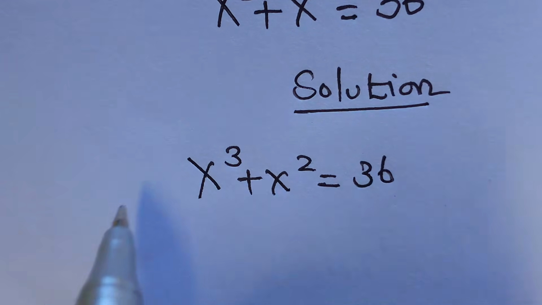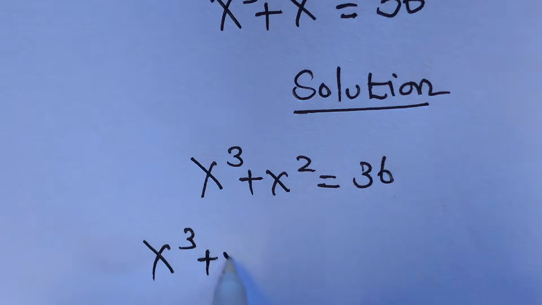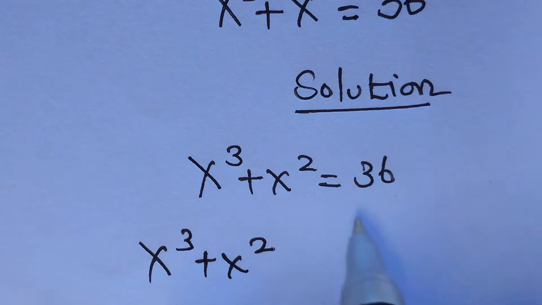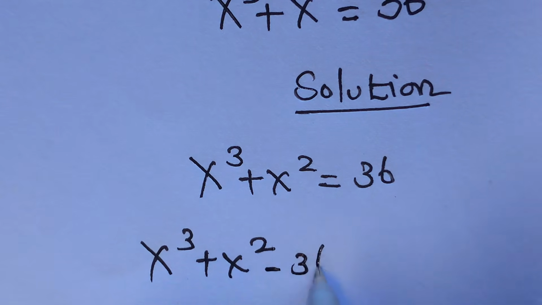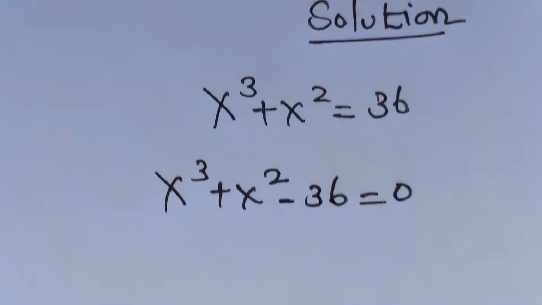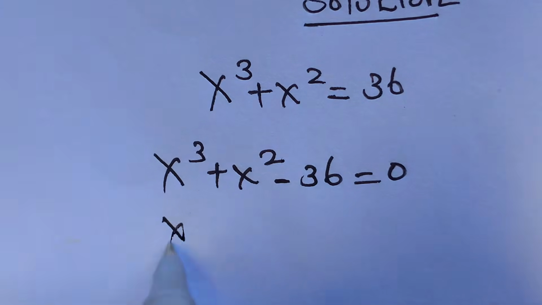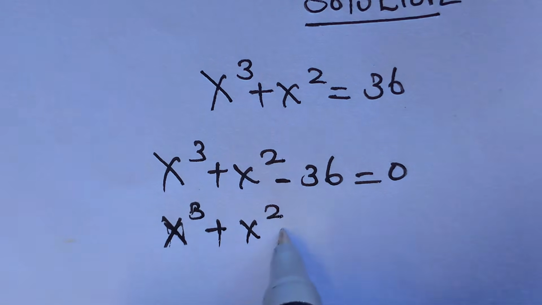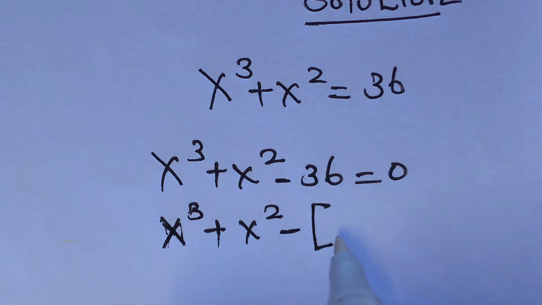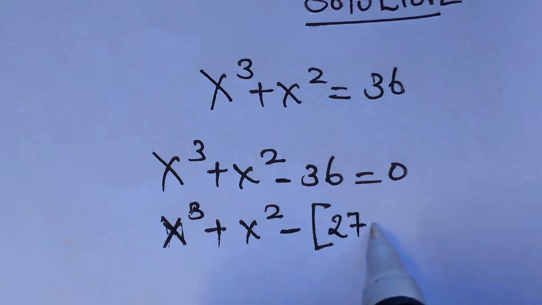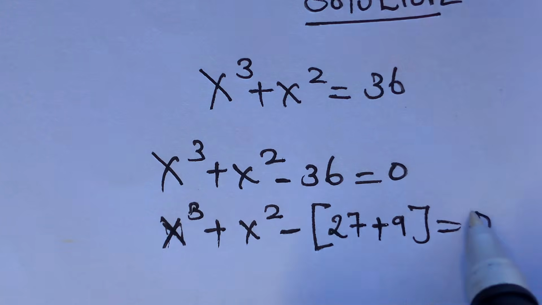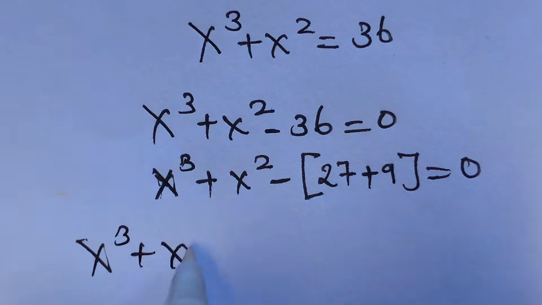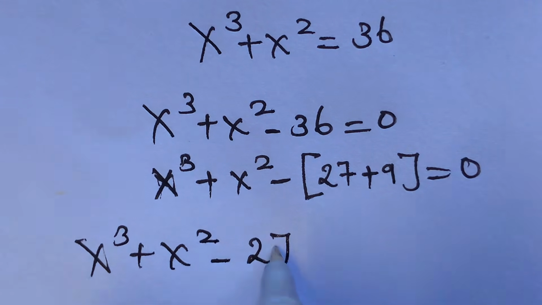We can move the 36 across the equal sign to get x cubed plus x squared minus 36 equals 0. Of course, this 36 can be split into 27 plus 9, so this can be written as x cubed plus x squared minus 27 minus 9 equals 0.